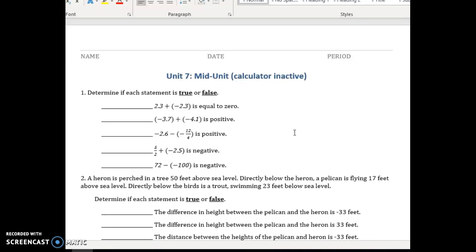2.3 plus negative 2.3 is equal to 0. Negative 3.7 plus negative 4.1 is positive. Negative 2.6 minus negative 12 over 4 is positive. 5 over 2 plus negative 2.5 is negative. 72 minus negative 100 is negative.